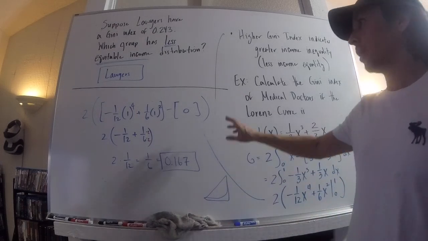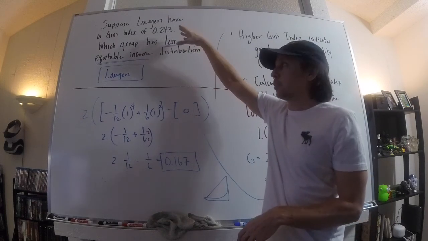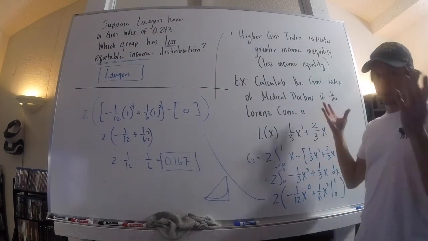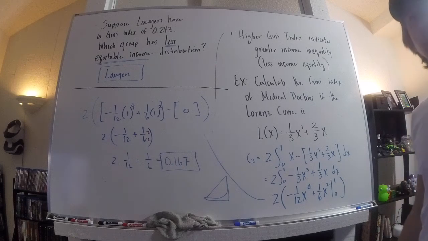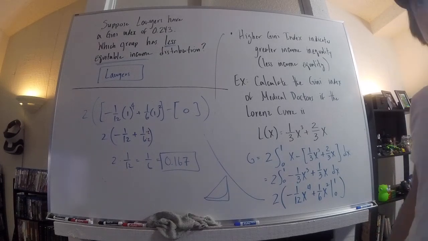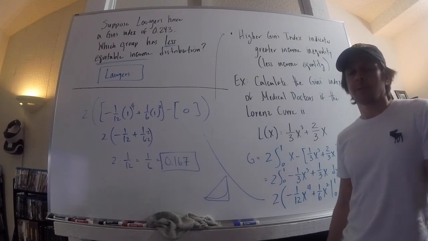But anyway, lawyers, according to this, have less equitable income distribution, which means that there are lawyers working for corporations that make bank, and there are some struggling to get by. All right, anyway, that's the example that I want you to do related to this. Then I'm going to put it on the exam, and I'll put it on the next quiz, the quiz for this section.